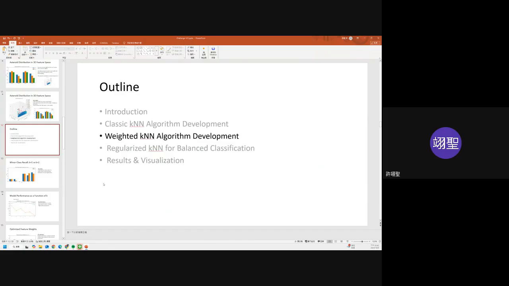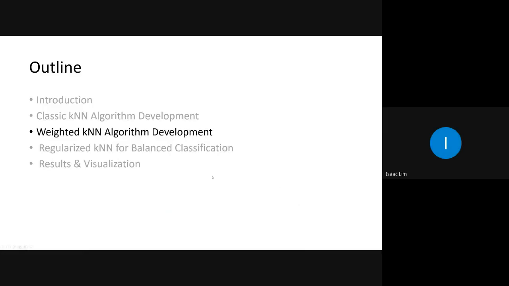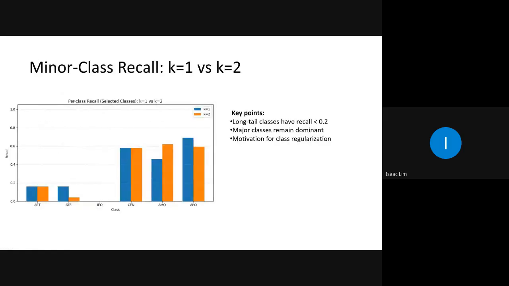So next part. I'll be presenting on this part. It's about weighted KNN. So in the classic KNN, not all neighbors are equally reliable. Weighted KNN fixes this by assigning larger weights to nearer neighbors and smaller weights to distant ones.